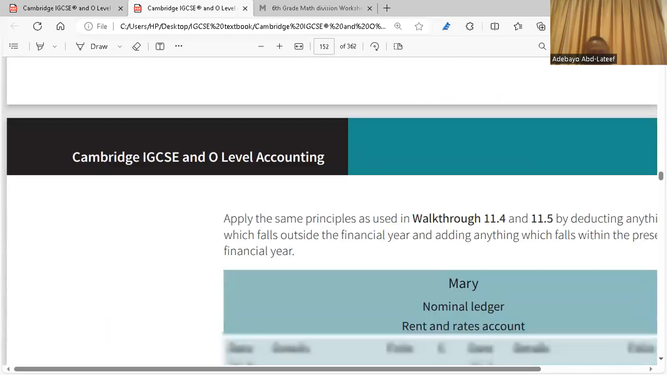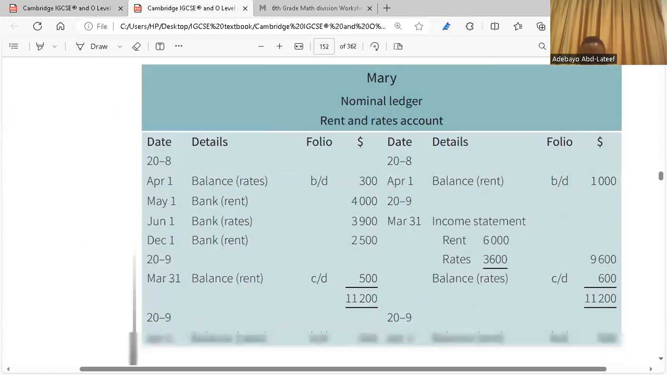Okay. Now, how do we prepare it? Look at the nominal ledger. The balance brought down: 300 was prepaid. That's why we have it on the debit side. Balance brought down. Then 1,000 was owed. That's why we have balance brought down 1,000 on the credit side. Prepayment and accrued. Clear. Then the bank.